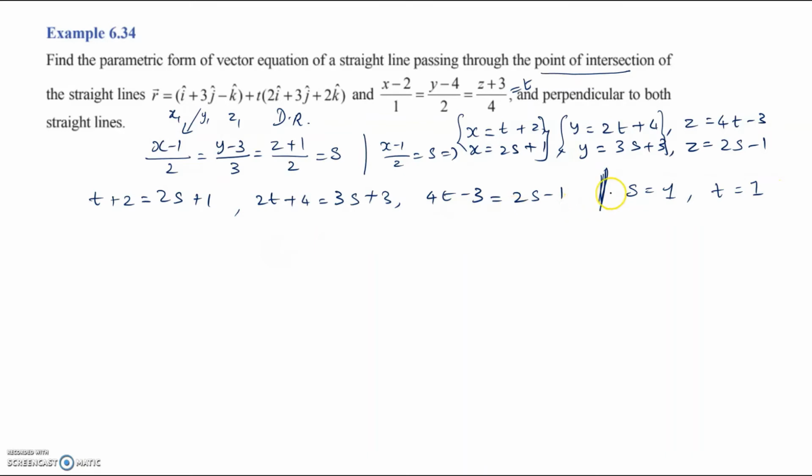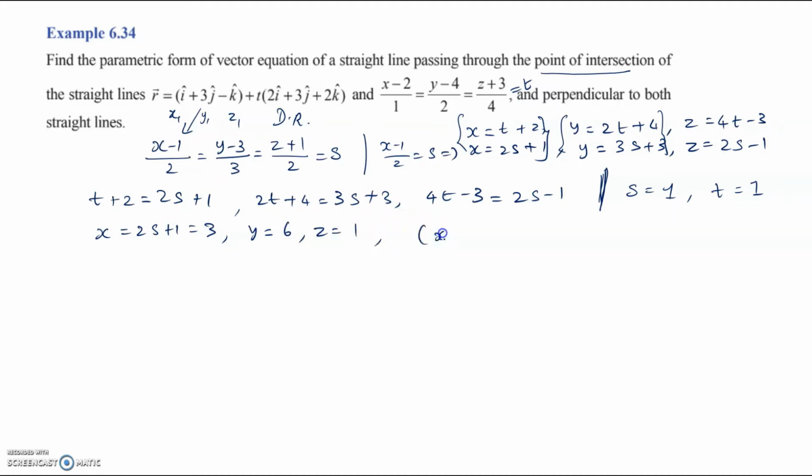And once you have found these values, substituting them into the values of x, y and z, you will find x is equal to 2s plus 1, so that is going to be 3, and y will be equal to 6 and z will be equal to 1.